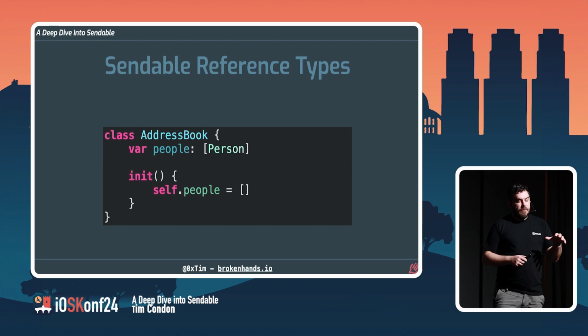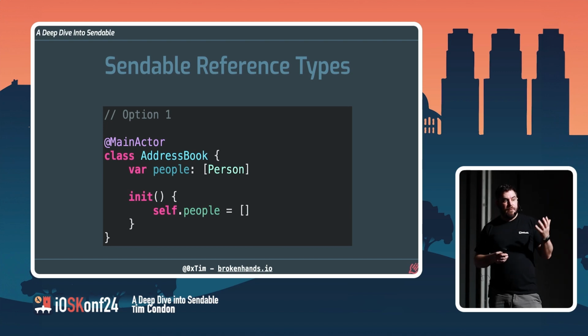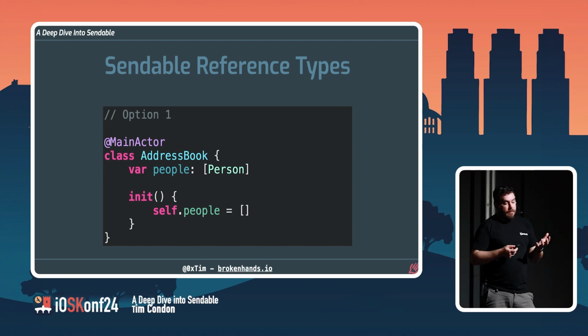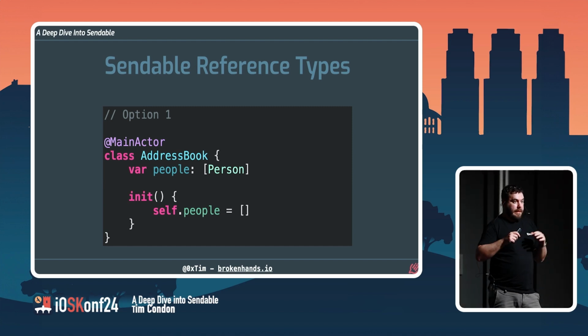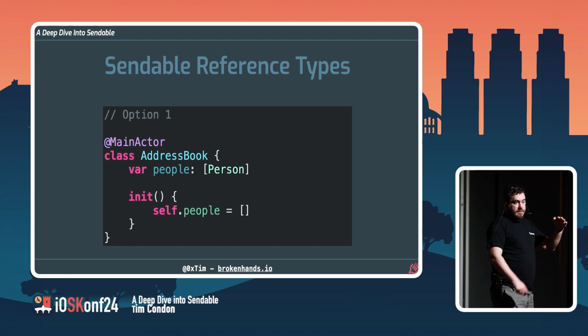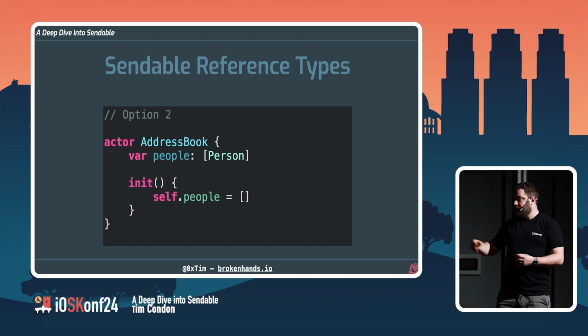So let's say I have my address book that has the array of reference types, persons. In order to be able to use this address book safely, there are a number of options that we have. Option 1 is use MainActor. And actors are a way of synchronizing state internally. So the compiler will ensure that any accesses to people inside are synchronized, and any accesses outside are also synchronized. So you'll notice when you're calling functions that talk to people, you'll have to mark these with await, because the compiler is synchronizing the access to the state. Option 2 is use actor, which is essentially the same as MainActor. It's just not scoped to a single executor.